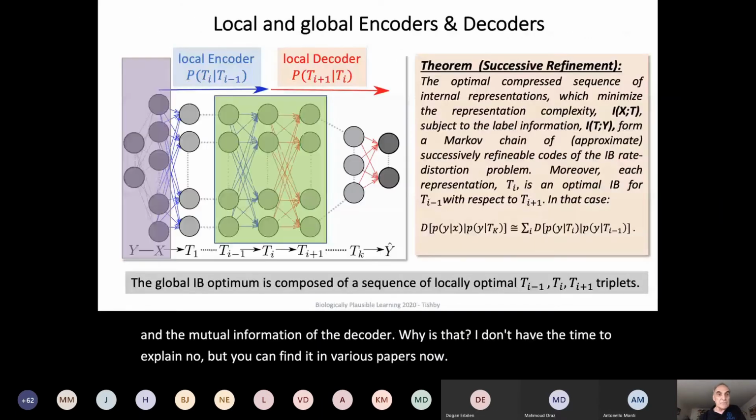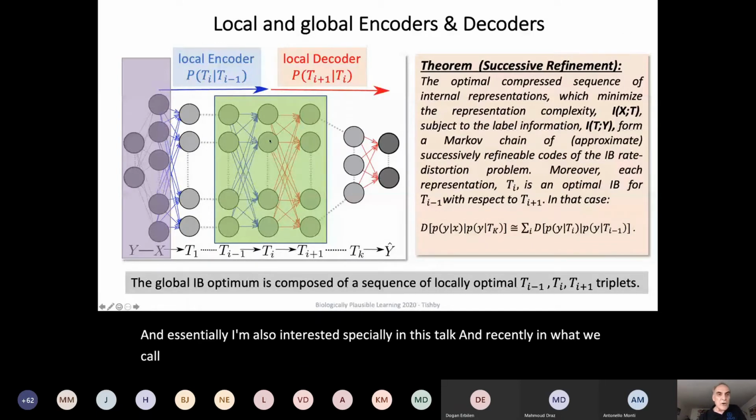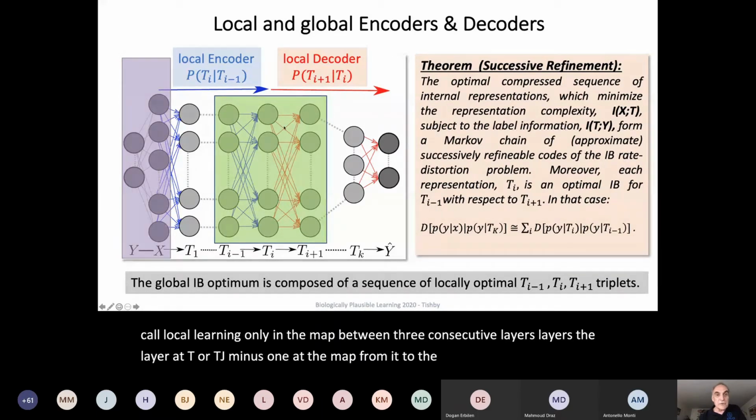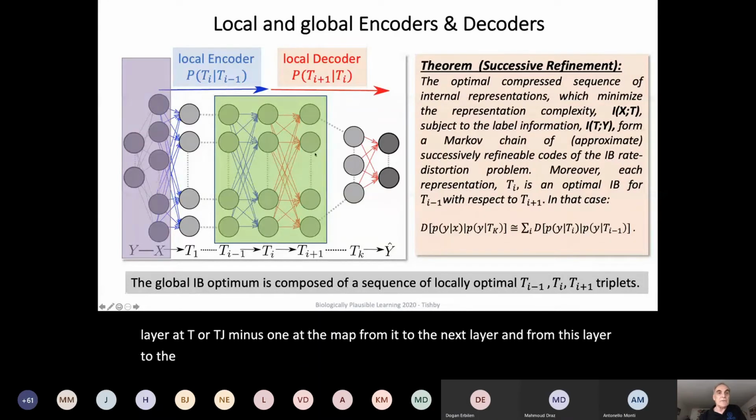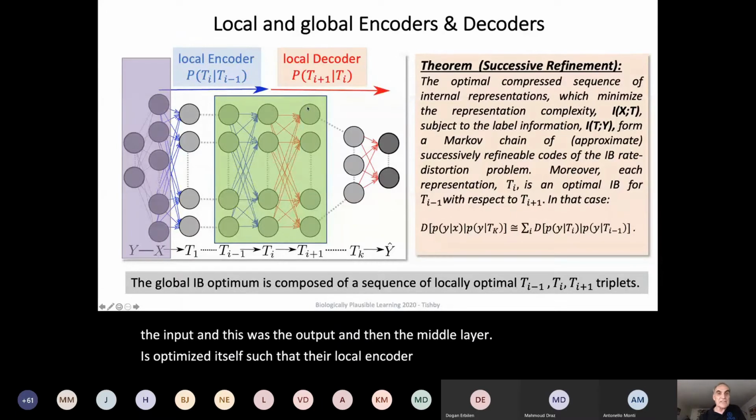And essentially, I'm also interested, especially in this talk and recently, in what we call local learning, only in the map between three consecutive layers, the layer T_{i-1}, the map from it to the next layer, and from this layer to the next layer. And I argue that when we actually optimize the network, this local bottleneck problem is also optimized. So as if this was the input and this was the output, and then the middle layer is optimized itself such that the local encoder and the local decoder satisfy the condition that I'm going to describe now.